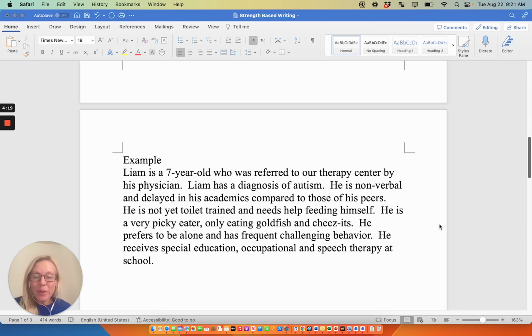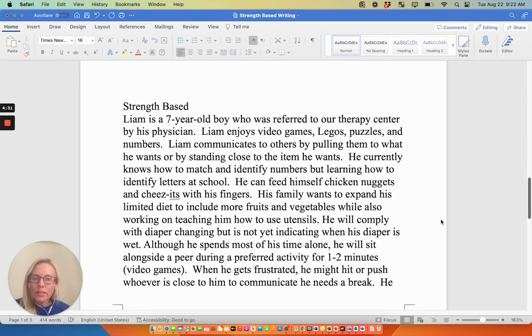Okay, and also as a parent, if I was reading this, I'd be like, oh my gosh, what can he do? Liam has a lot of things that he can do and enjoys, but it doesn't reflect this in this paragraph. Okay, so let's kind of go through it. I rewrote this and see what you think.